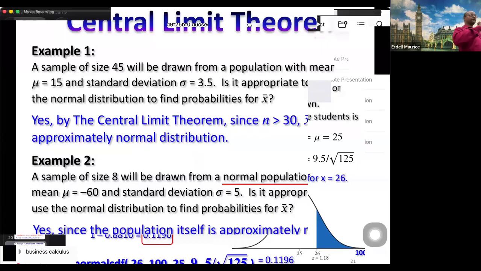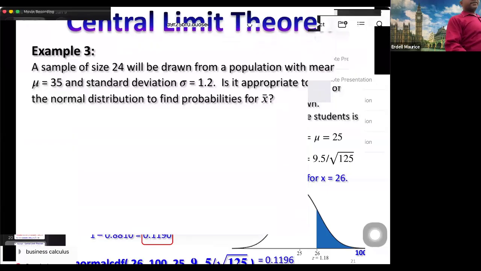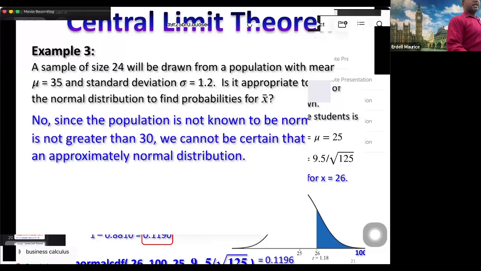Question there. Example number 3. A sample size of 24 will be drawn from a population with a mean of 35 and a standard deviation of 1.2. Is it appropriate to use a normal distribution to find probabilities for the average? The answer is no, it's not. I needed a sample size greater than 30 or the underlying population being normal.